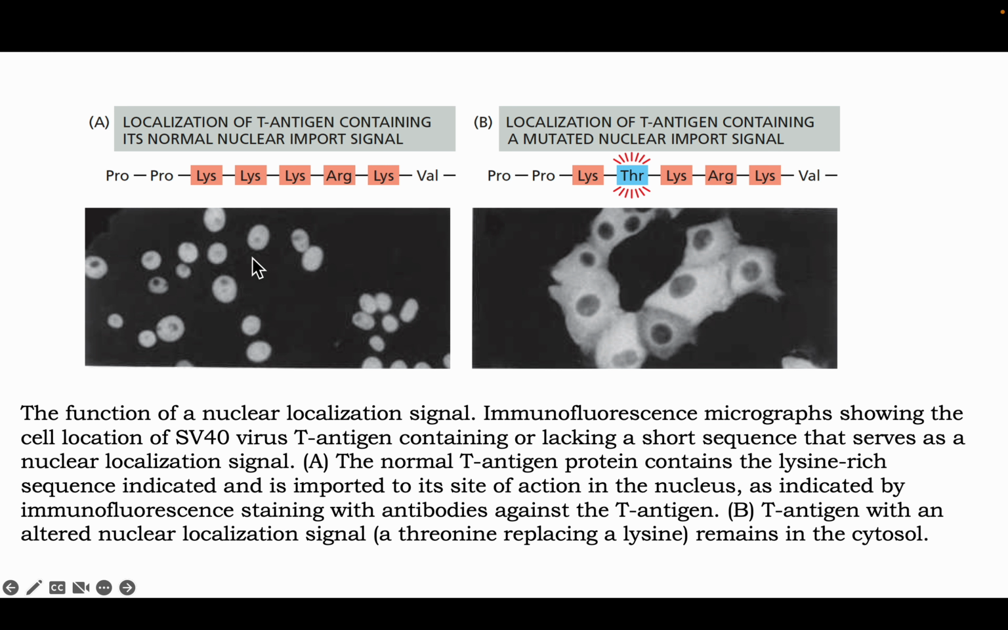So in the case of wild type expression, they could see nuclear localization, but in the case of the mutated protein, they could see that those proteins could not localize inside the nucleus, but were in the cytosol. That is how they use immunofluorescence microscopy to see whether the localization of the protein is getting hampered or not. I hope it's clear now.